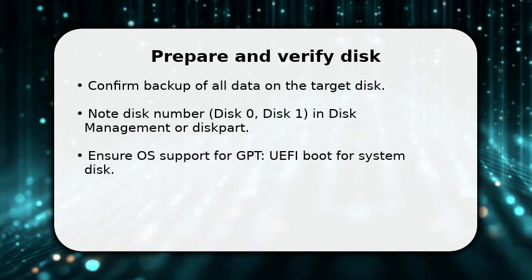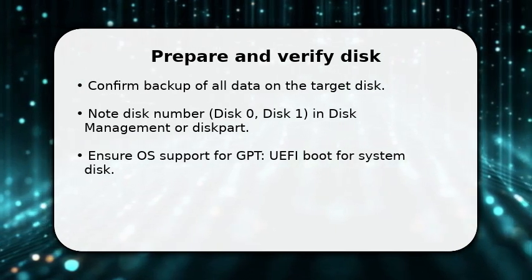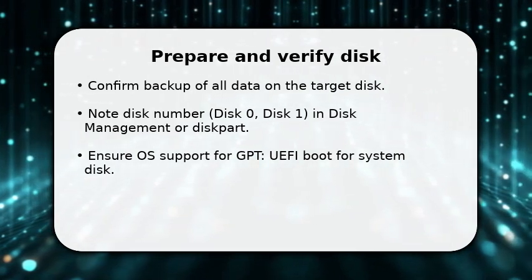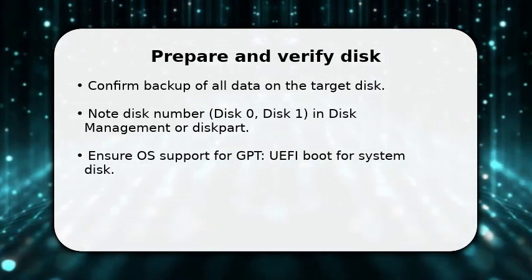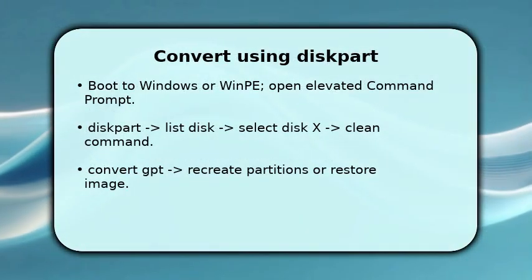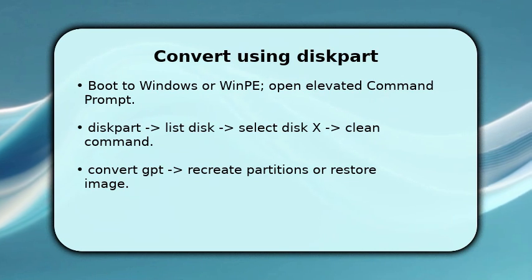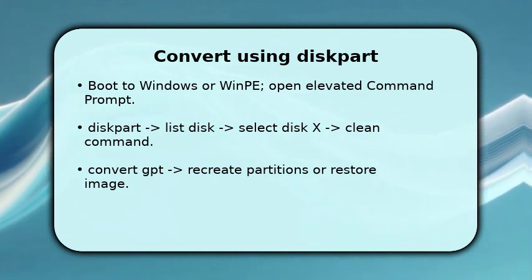If you're converting a non-system data drive, the process is simpler. For system disks, prepare Windows installation media or a recovery drive in case of a reconfiguration. Next, perform the conversion with diskpart while explaining why each step matters. Boot into Windows or WinPE and open an elevated command prompt.